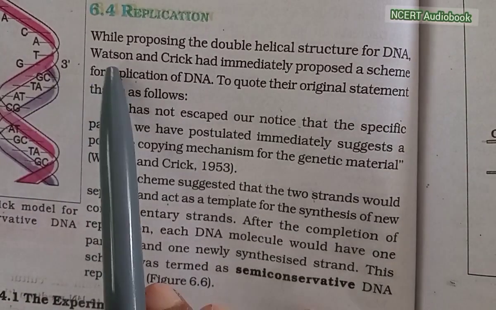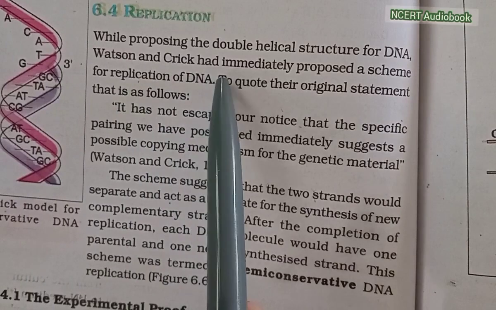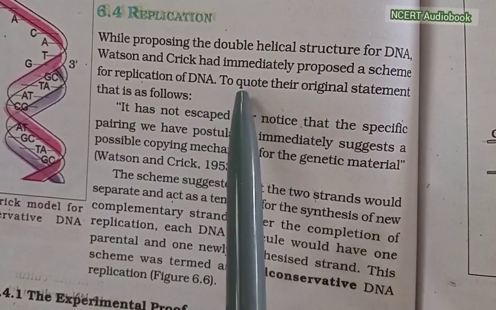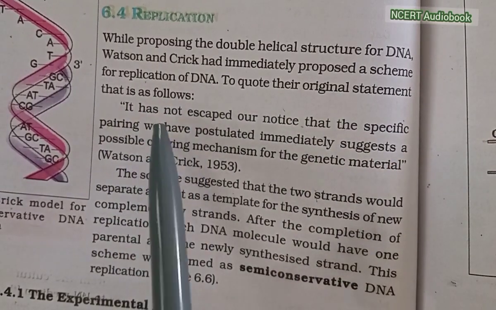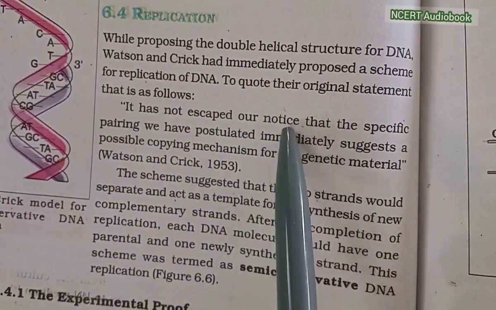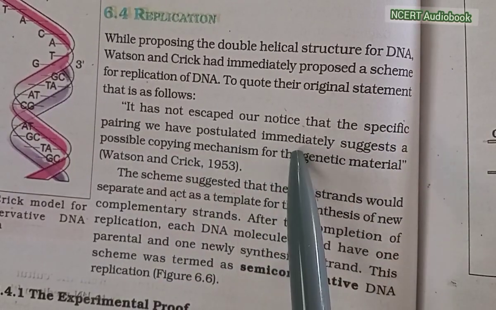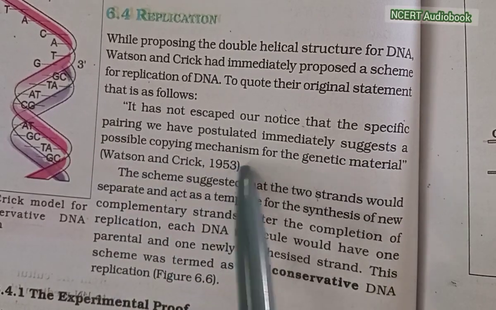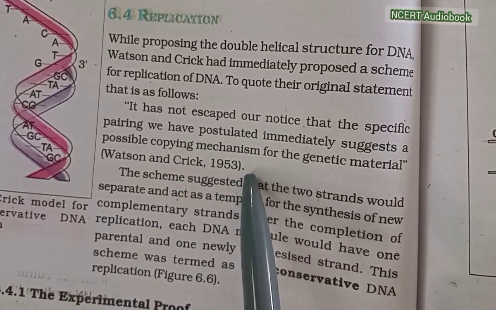Replication. While proposing the double helical structure of DNA, Watson and Crick had immediately proposed a scheme for replication of DNA. To quote their original statement, that is as follows: It has not escaped our notice that the specific pairing we have postulated immediately suggests a possible copying mechanism for the genetic material. Watson and Crick, 1953.